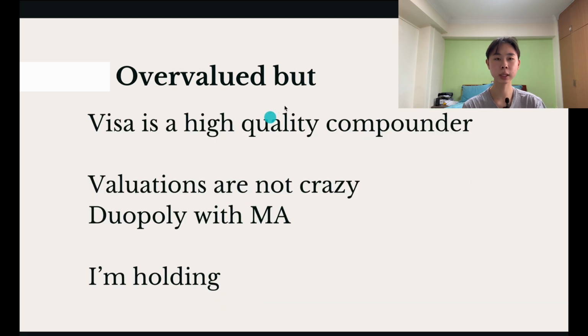So for Visa over here, it is an overvalued company, but it is a high quality compounder, and the valuations are not crazy right now. I think 40 times earnings for Visa would be crazy. Currently, it's at 34 times earnings.